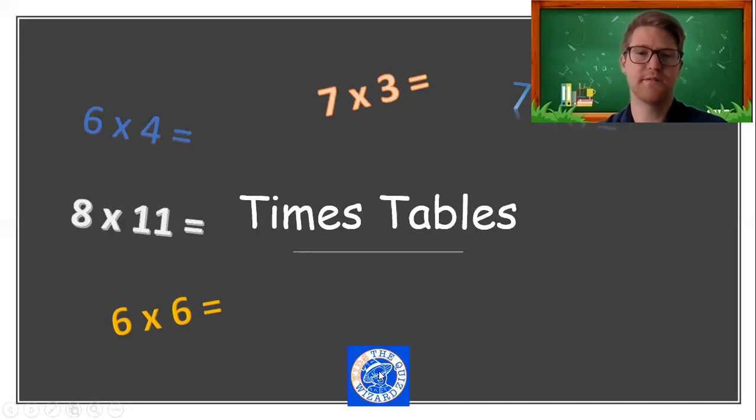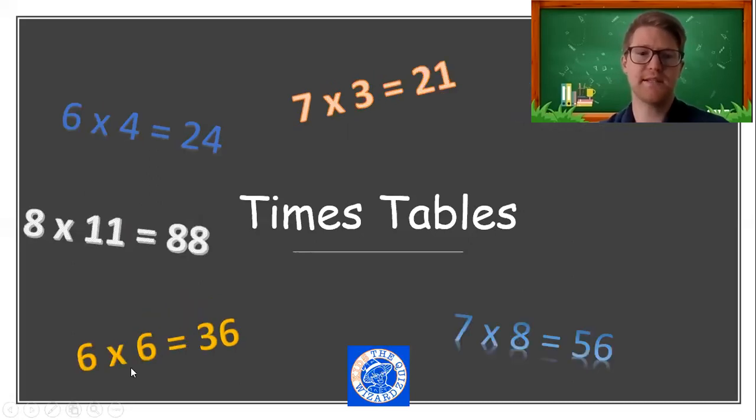Okay, let's have a look at some answers of those. So 6 sixes are 36. 8 times 11 is 88. Well done if you're getting these so far. 6 fours are 24. 7 lots of 3 are 21. And then 7 times 8 equals 56.